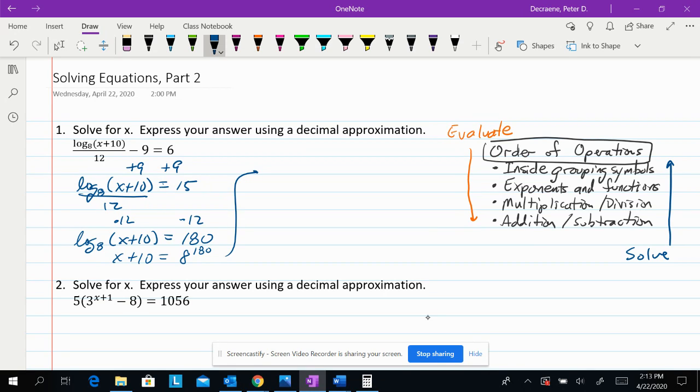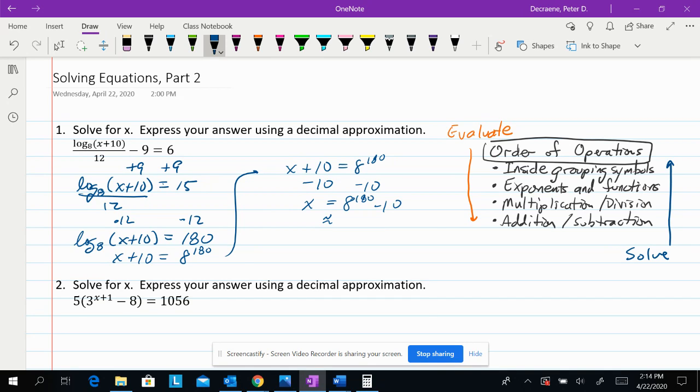To finish solving, if I want to get x by itself, I got to subtract 10 from both sides, and so I get x equals, now I can't do 8 take away 10, because if I want to evaluate this, I've got to evaluate that exponent first. So I'm just going to leave it as 8 to the 180 minus 10. That's an exact answer. On the calculator, if I do 8 raised to the 180 minus 10, I'm going to get an overflow error because that's such a huge number.